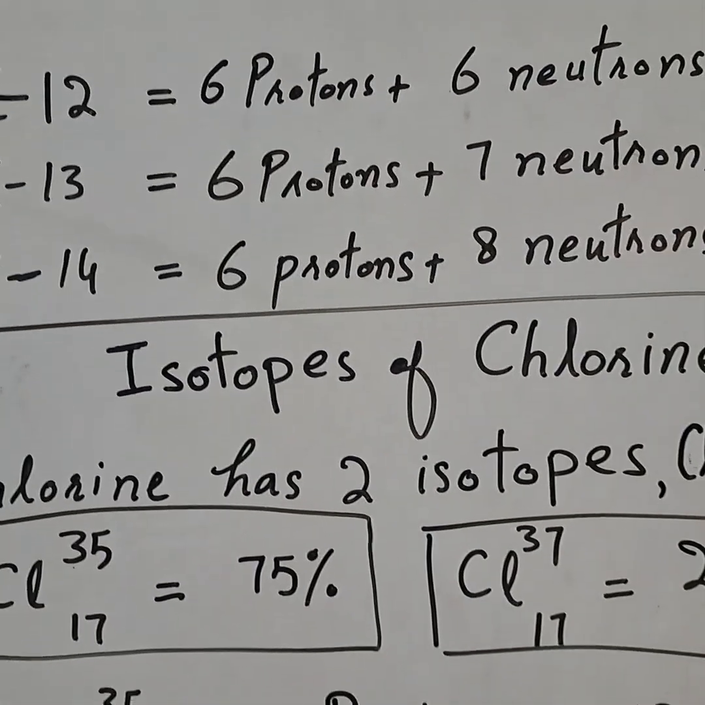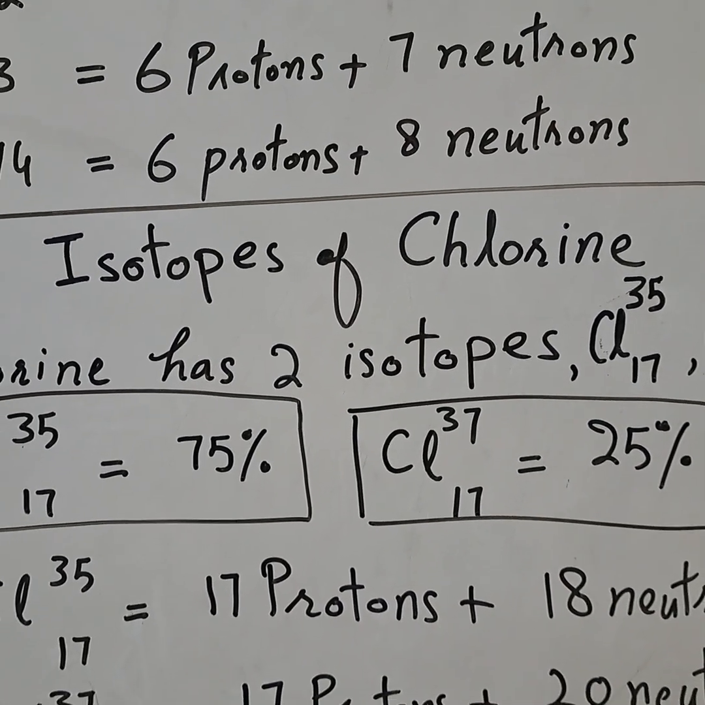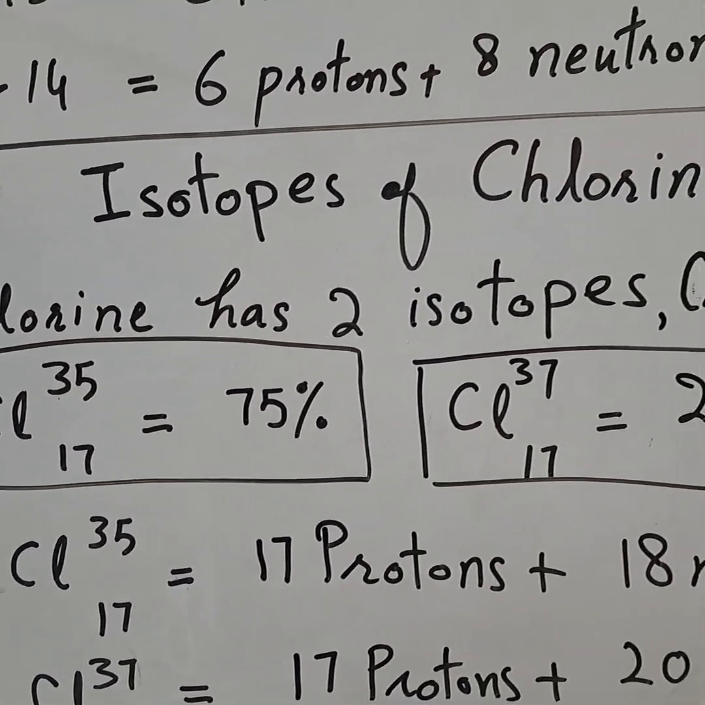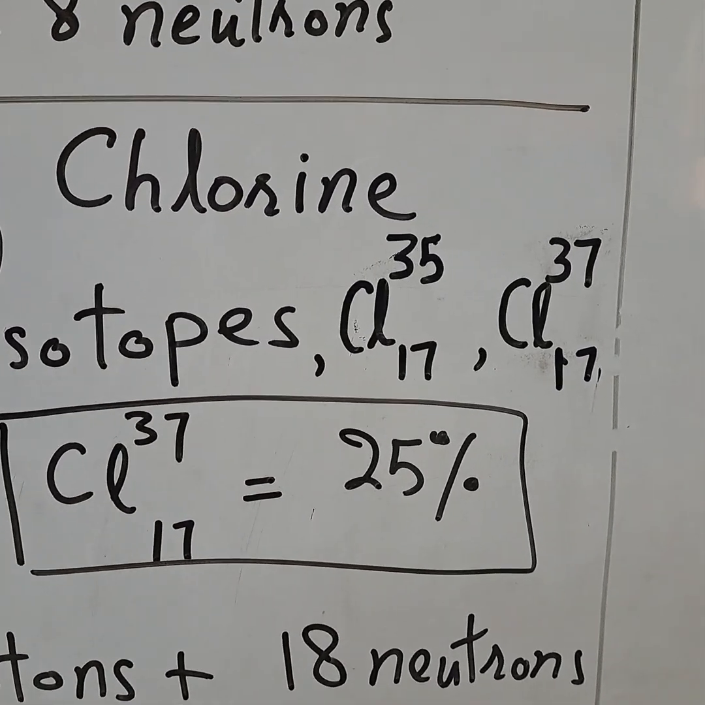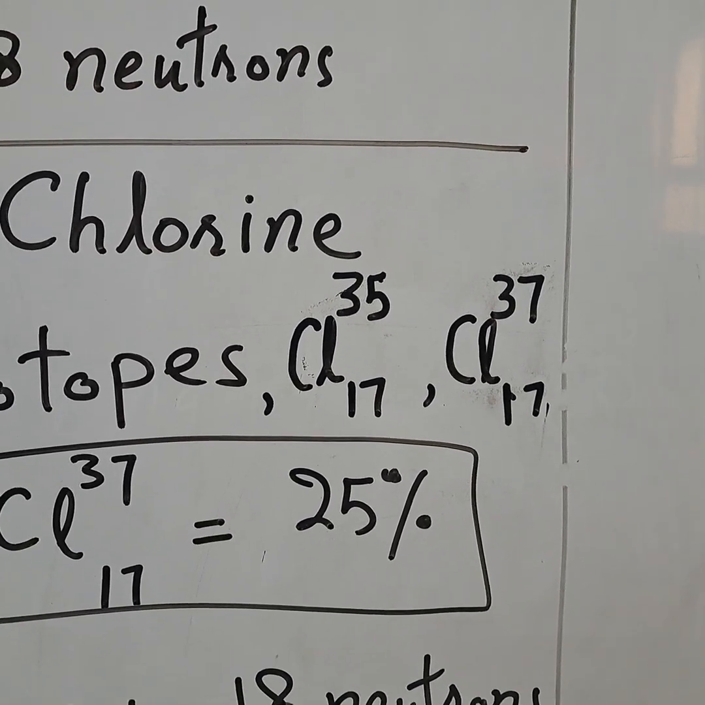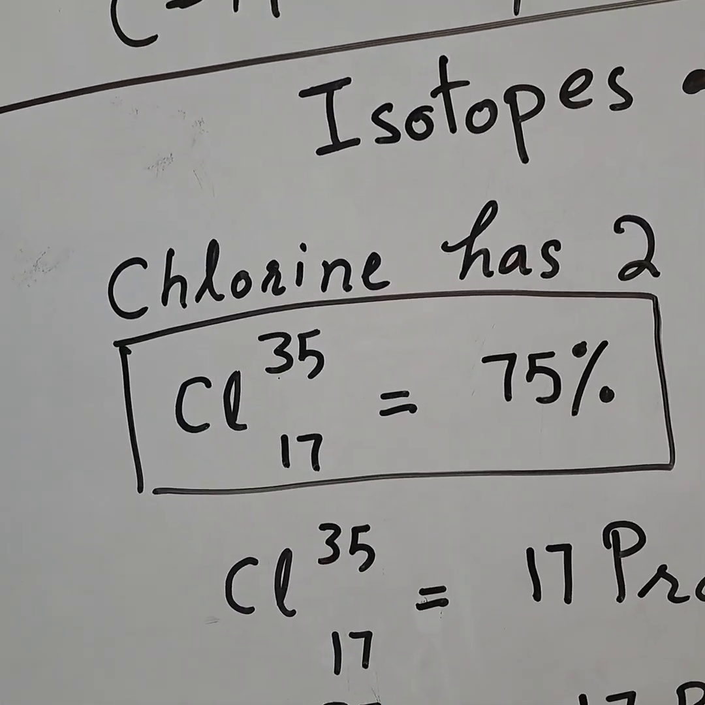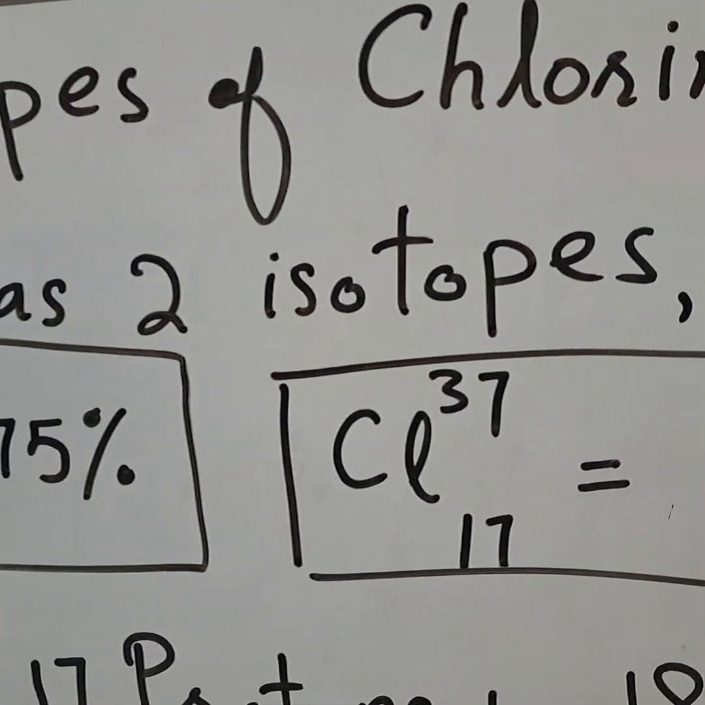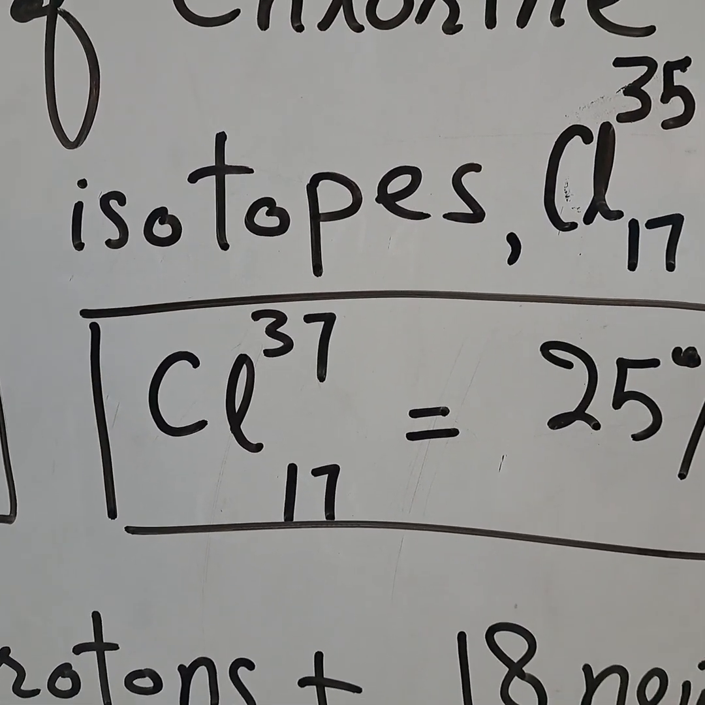Now we move towards the isotopes of chlorine. Chlorine has two isotopes. One is chlorine 35 and the second one is chlorine 37. Chlorine 35 is present almost 75% and chlorine 37 is present almost 25%.